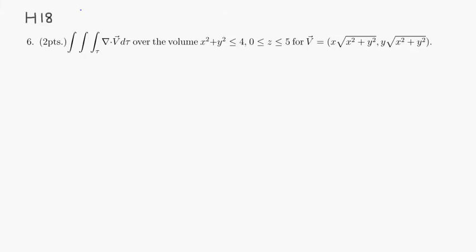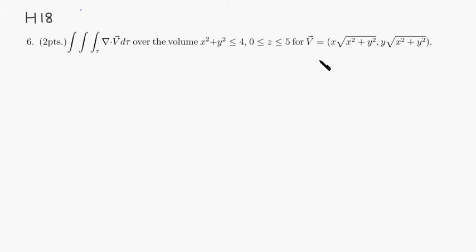Okay, let's look at homework 18, problem 6. All right, so you have a triple integral now, over the volume where x squared plus y squared is less than or equal to 4. So this is inside a cylinder. The height is from the xy plane to z equals 5, and v is given here.